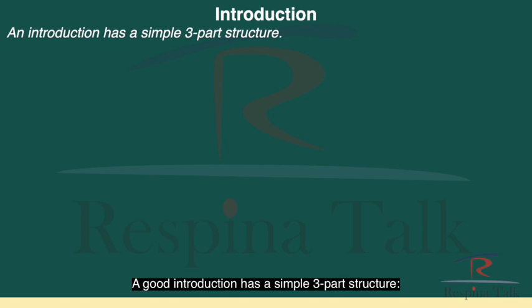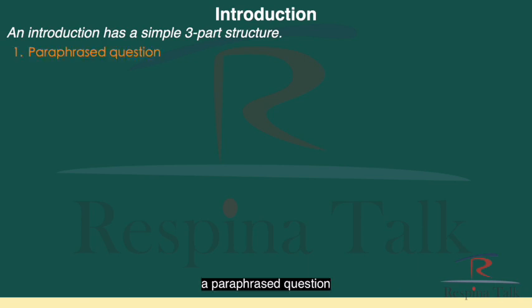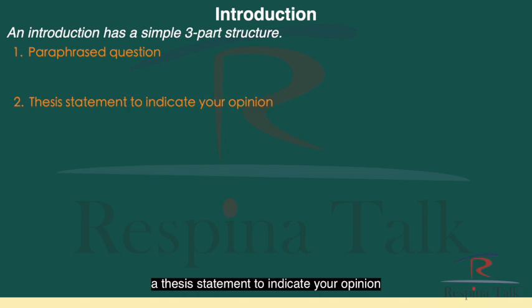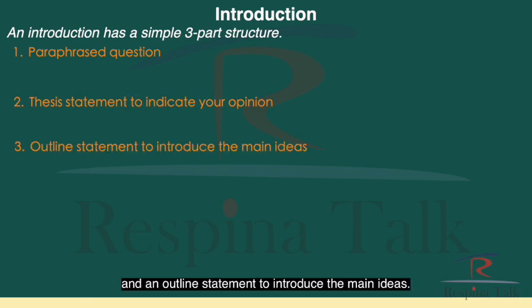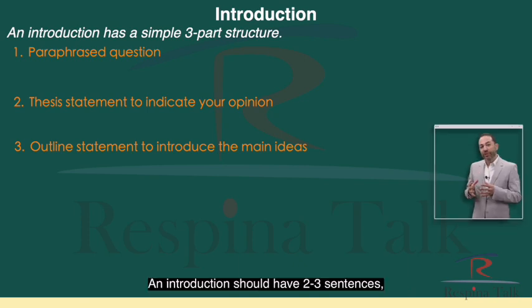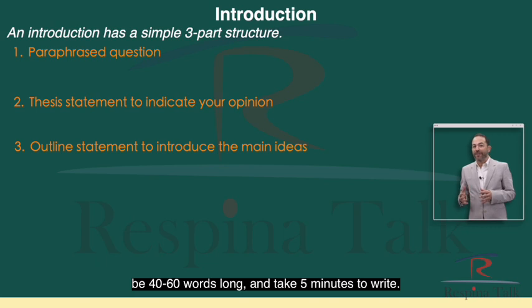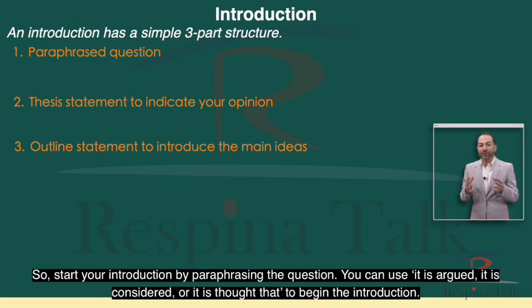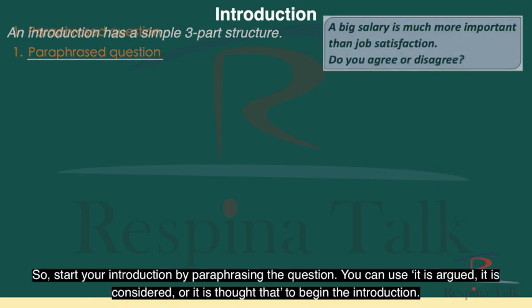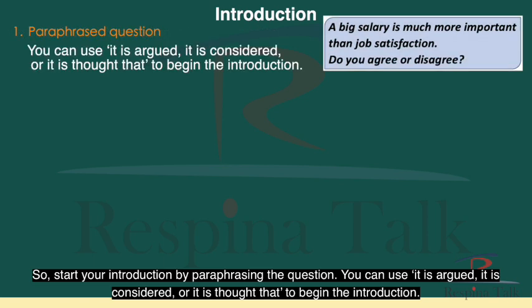A good introduction has a simple 3-part structure: a paraphrased question, a thesis statement to indicate your opinion, and an outline statement to introduce the main ideas. An introduction should have 2 to 3 sentences, be 40 to 60 words long and take 5 minutes to write. So start your introduction by paraphrasing the question. You can use "it is argued," "it is considered," or "it is thought that" to begin the introduction.